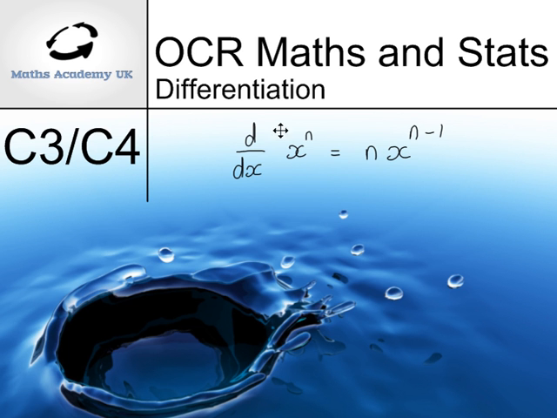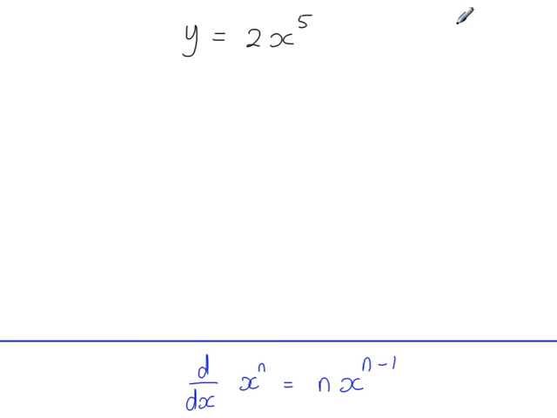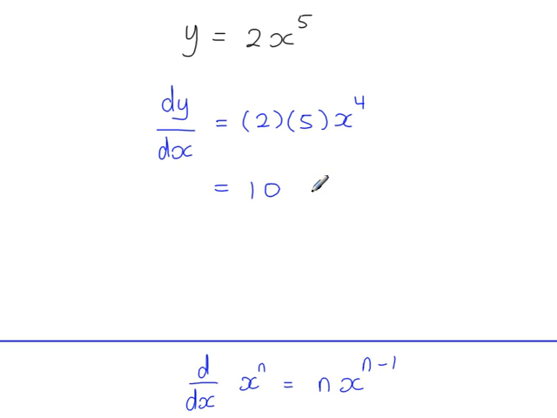Differentiating x to the power of n. y is equal to 2x to the power of 5. So dy by dx is equal to 2, and then if we differentiate x to the power of 5, we get 5x to the power of 4. So simplifying, we have 10x to the power of 4.